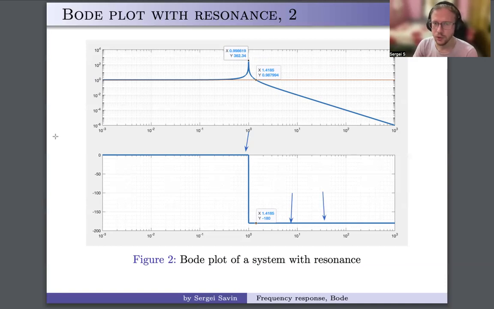This is an example of a Bode plot. Are there any questions so far?